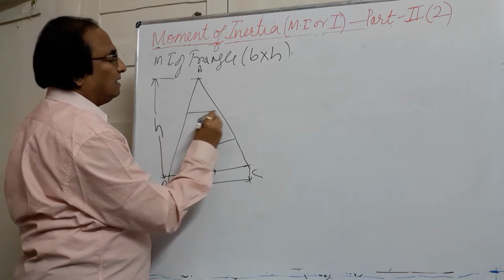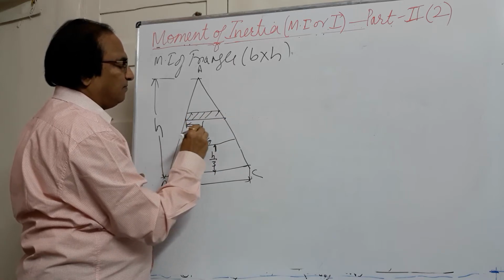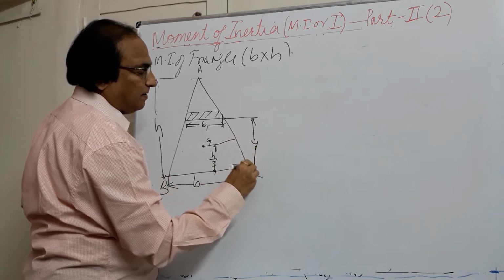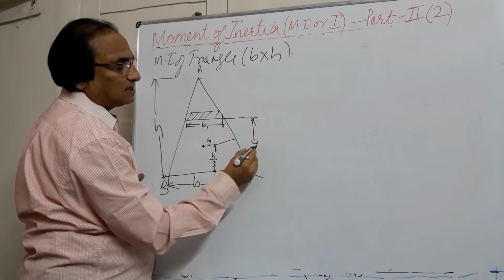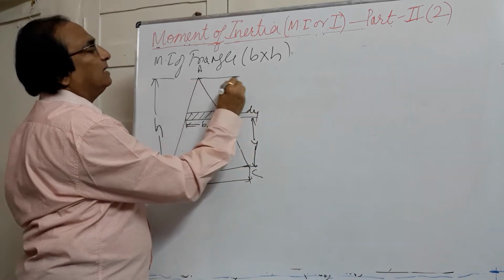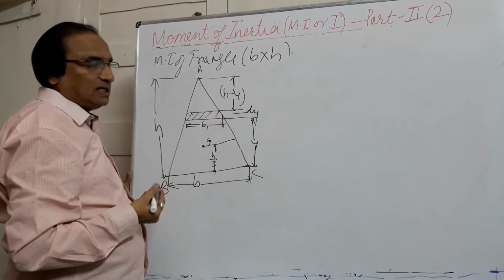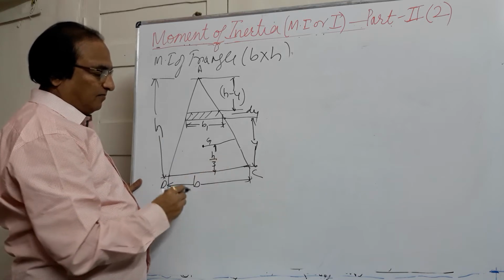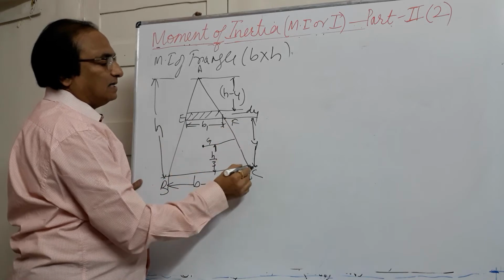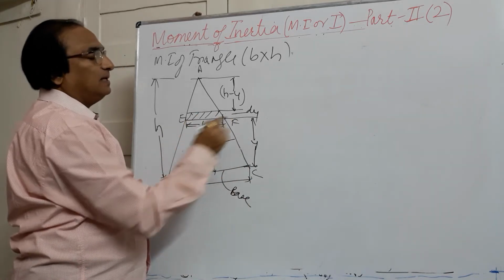Now let us consider an elemental strip as we did for CG. Let this be of width b1. Let us consider this at a distance y from the base, and let this thickness be dy. So this height will be h minus y. So ABC is a triangle of base b and height h. Consider an elemental strip EF at a distance y from the base and let the thickness be dy.